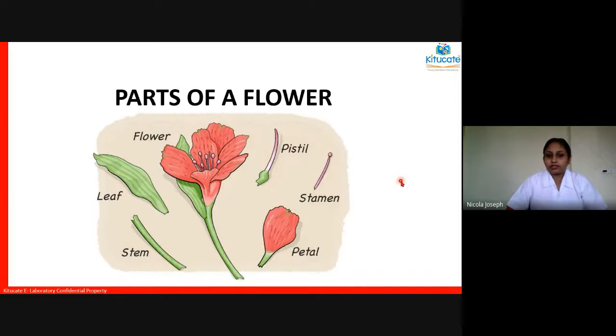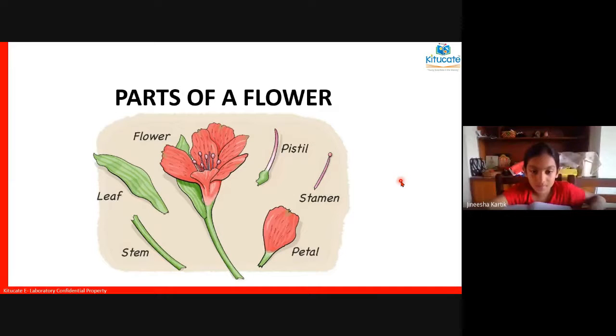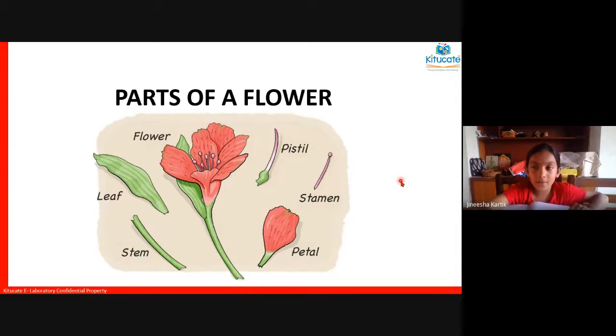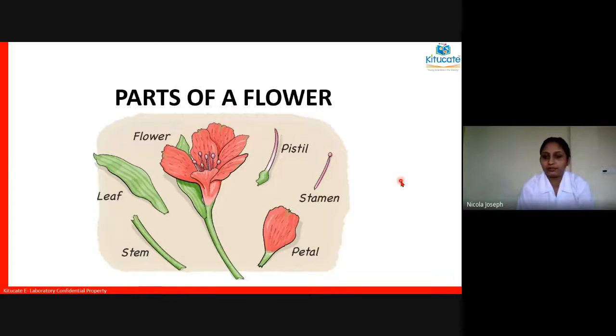What about the stem? What is the function of the stem? What does it do? Yes. What does the stem do? It holds the other parts of the plant, right? Like flower, like the leaf, like the fruit. So that is one function. Another function is it carries the water and the minerals and the food to different parts of the plant. So that is another function.